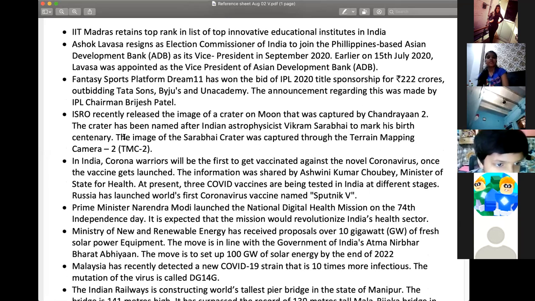ISRO recently released the image of a crater on the Moon that was captured by Chandrayaan-2. The crater has been named after Indian astrophysicist Vikram Sarabhai to mark his birth centenary. The image of the Sarabhai crater was captured through the Terrain Mapping Camera 2 (TMC-2). They're just telling that by Chandrayaan-2 they have an image of a crater on the Moon.